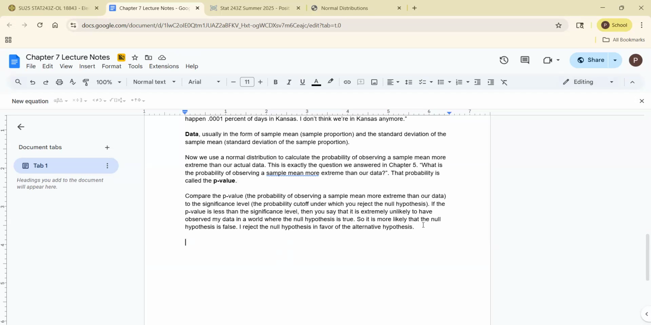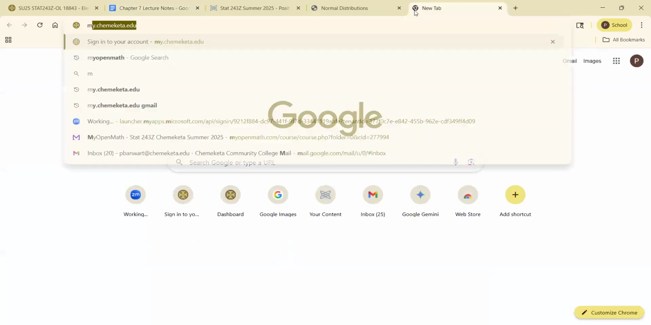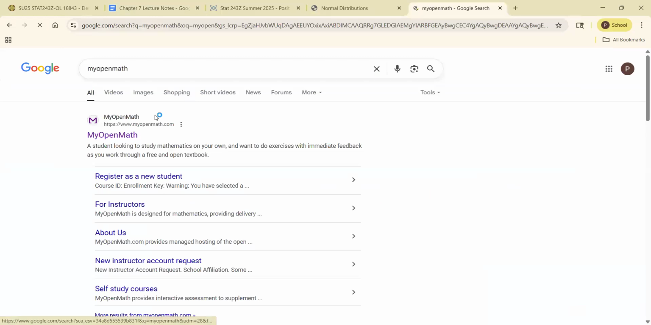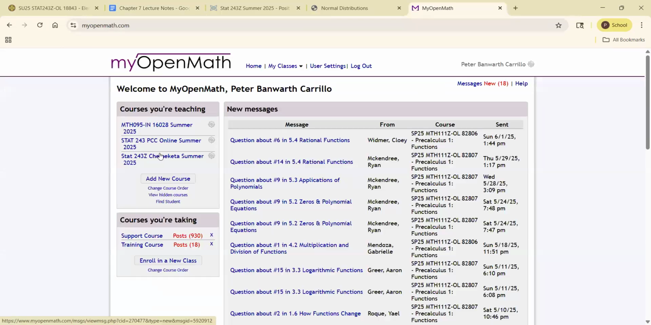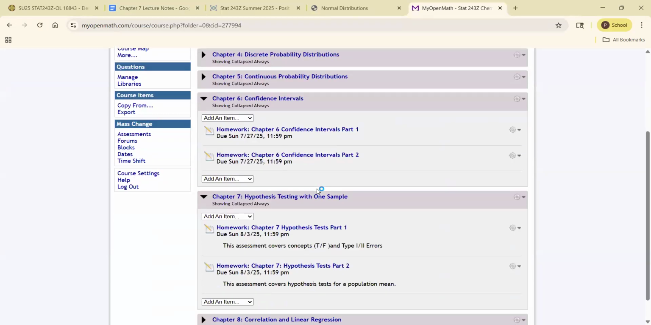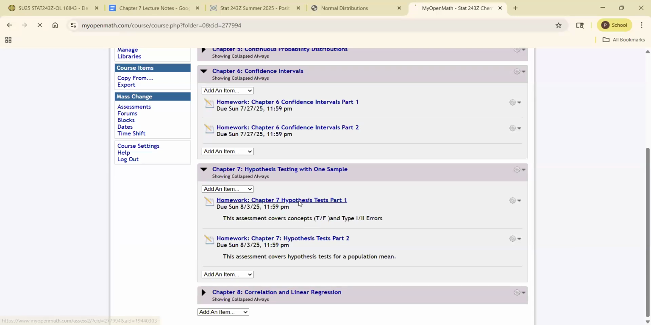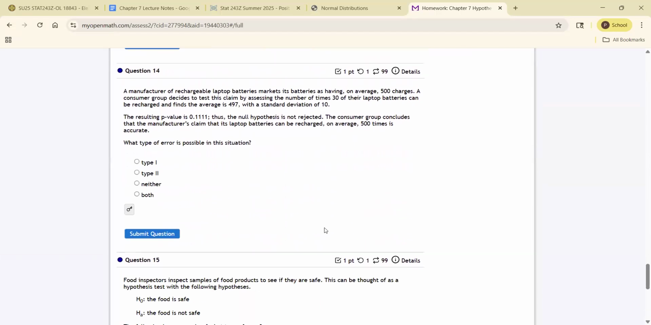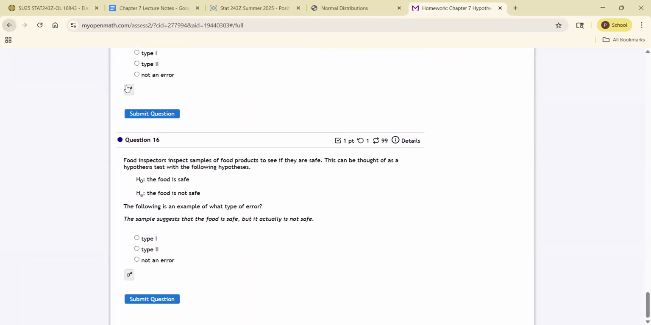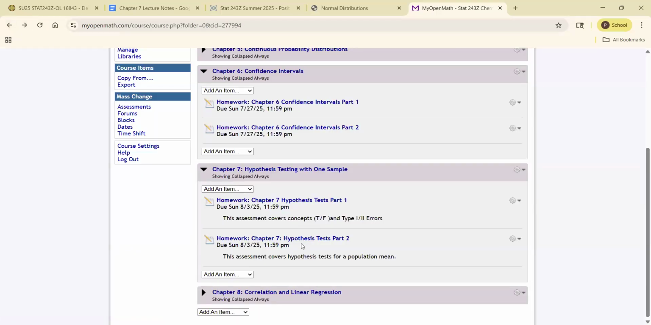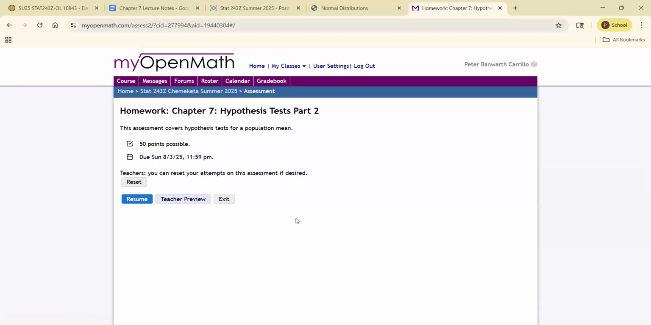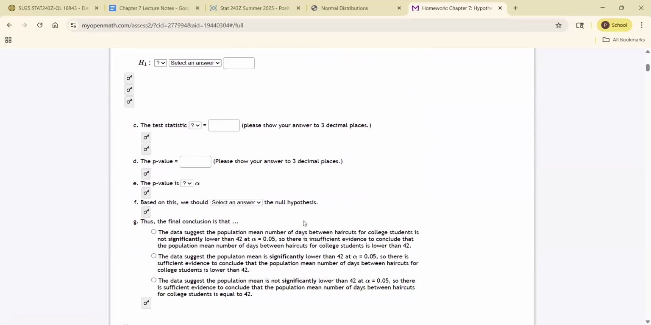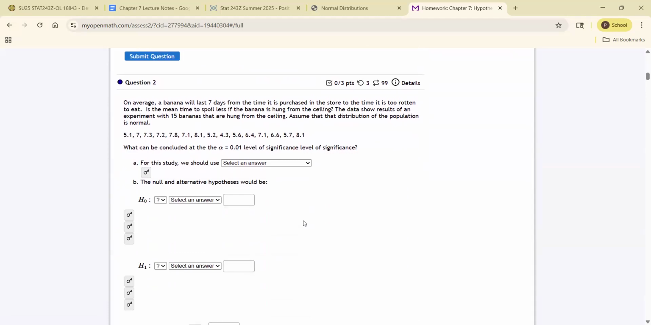All right, I'm going to do a couple examples. I'm going to use the homework because I want to show you also how to interact with the interface here. Chapter 2. All right, here we go.